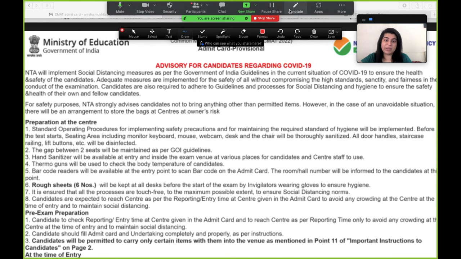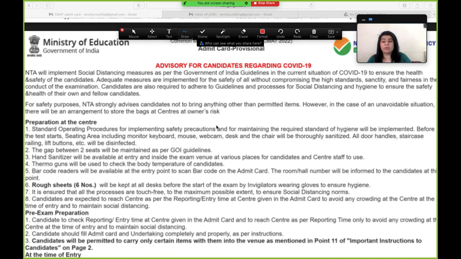Now we come to the last segment where we are talking about the advisory for candidates regarding COVID-19. So NTA is ensuring all the social distancing policies. You have to prepare for this at the center. What they have done is, a proper process has been conducted to sanitize the center thoroughly. The gap between two seats will be maintained as per the Government of India guidelines. Hand sanitizers will be available inside at the exam venue.